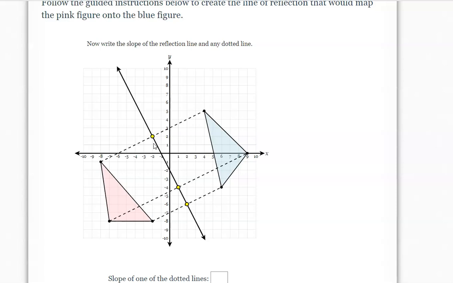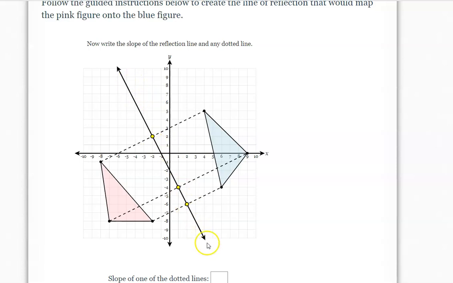Then it says now write the slope of the reflection line and any dotted line. So the slope of the reflection line. Slope of a line is rise over run. So that's change in y over change in x. I'm going to look at 2 points that are on the reflection line, these 2 because they're close to each other. To get from this one to this one, how far up or down do I have to go? I have to go down 2. So my rise is -2. Down 2 is a rise of -2. Rise over run, and then 1 right is my run. So -2 over 1, -2 divided by 1 is just -2.